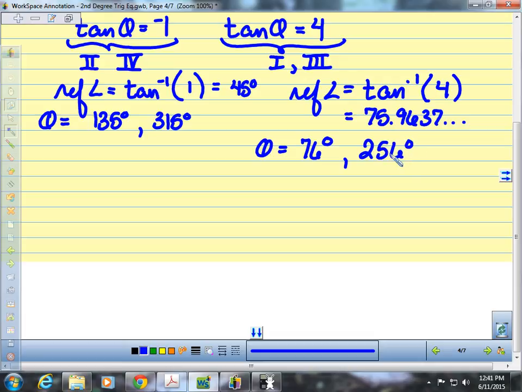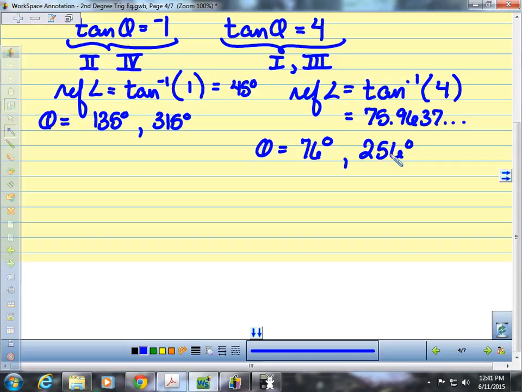So folks, we're used to a first degree equation having how many solutions? Just 1, right? But a first degree trig equation can have 2. We're used to a quadratic equation having how many solutions? 2. But a second degree trig equation could have up to 4. Okay, could have up to 4. Do we need to check all of them? Absolutely we need to check all of them.